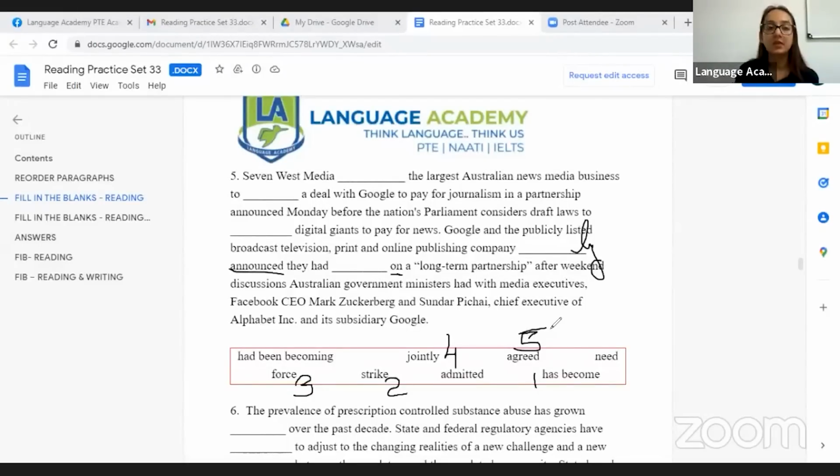Any confusion, anyone in this question? Strike a deal means finalize a deal. To make a deal, to complete a deal, that is called strike. Agreed on and upon, both are right. Agreed with is also right.